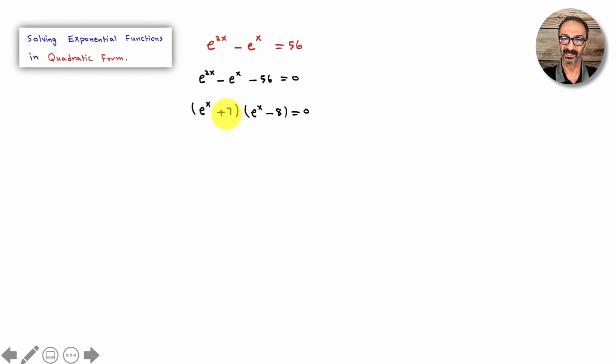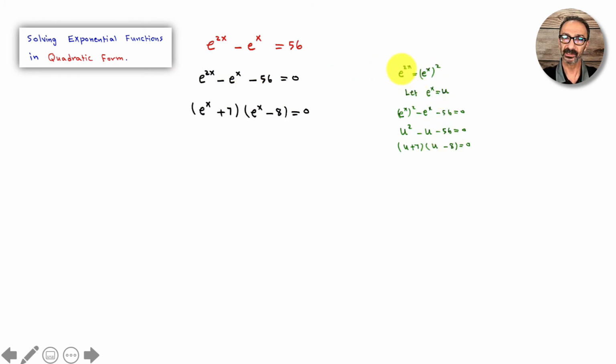56, 8 times 7. We need to have a negative. One of them has to have a negative because I have in the middle a negative sign. I'm going to give the negative sign to the bigger one to end up having a negative as a net. Well, to explain this right here one more time, I could show you here in detail what I think.